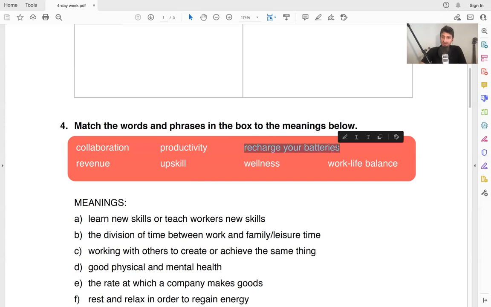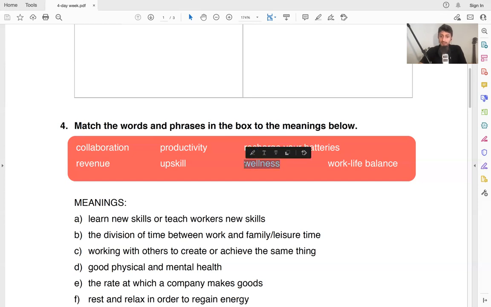Recharge your batteries. Okay, great expression. So I need to recharge my batteries in the evening because I teach a lot. I have a lot of students. I teach a lot of people. And so I need to recharge my batteries, meaning I need to rest. I need to relax so that the next day I can teach more people and help more people. So that's why recharge your batteries is very important.